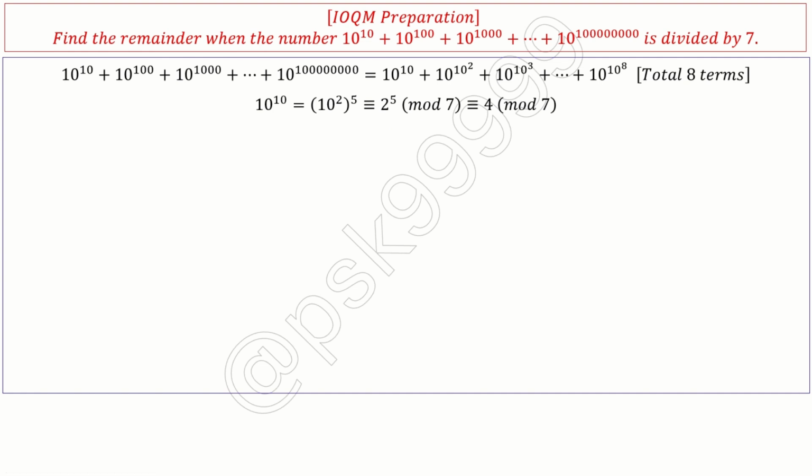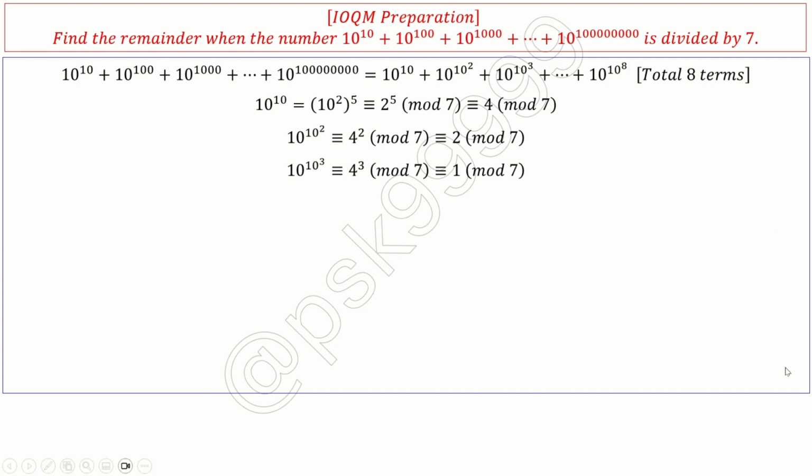Now you just apply it for the squares and cubes up to the power of 8. So 10 to the power of 10 to the power of 2 is congruent to 4 square mod 7, which is congruent to 2 mod 7. 2 is the remainder here. For 10 to the power of 10 to the power of 3, 1 is the remainder when you divide by 7. Then 10 to the power of 10 to the power of 4 I can rewrite as 4 square into 4 square, which is nothing but 2 into 2. Or you can directly find 4 to the power of 4 and divide it by 7 to find the remainder.